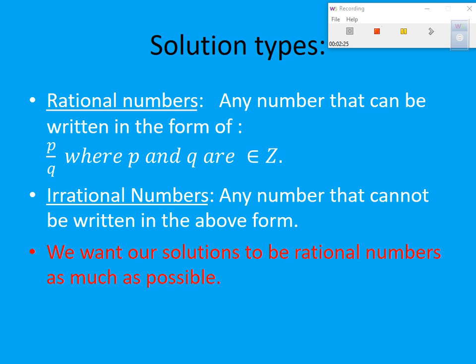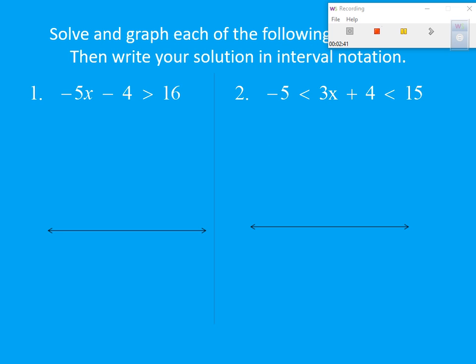Today, especially since you have the TI-84 calculators, we want to leave our solutions as rational numbers, rational being a nice fraction. So if you get an ugly decimal on your calculator, go Math, Enter, Enter, and then we got it. Now, if you would, come over to your number 1. I'll review solving these with you real fast, I'll review what the graph looks like, and then we'll go from there.